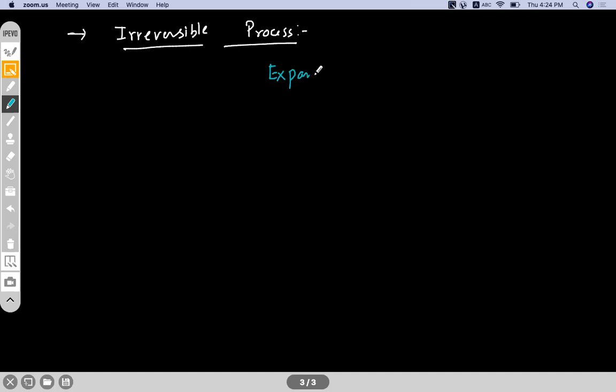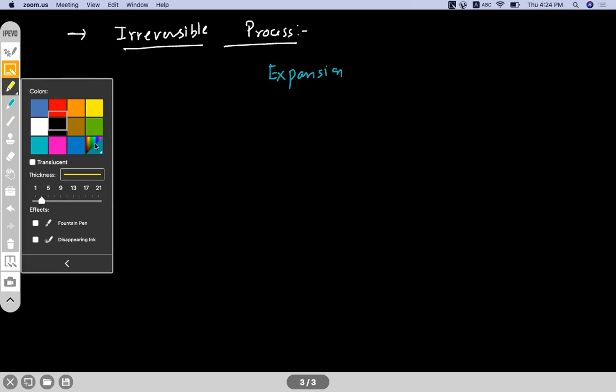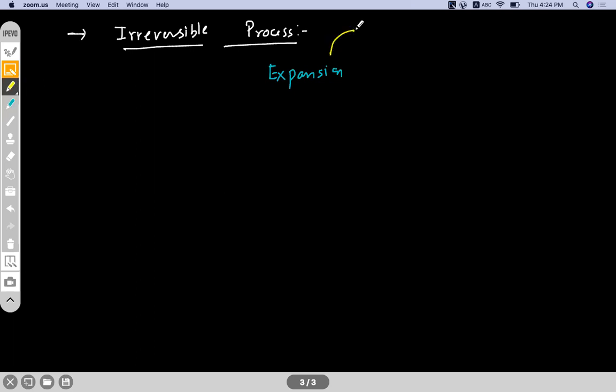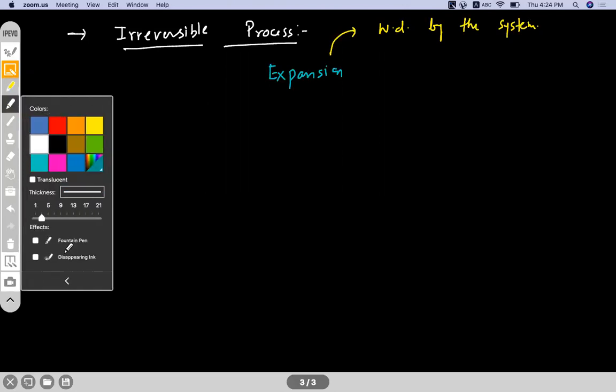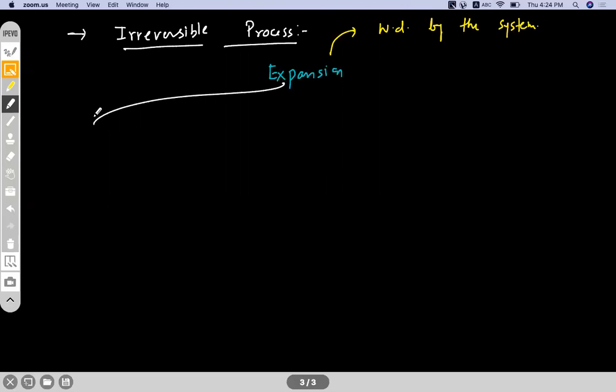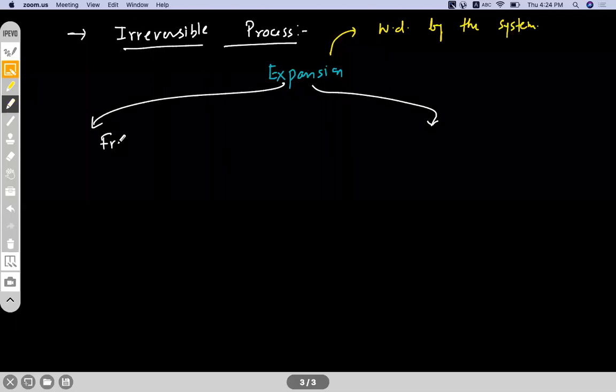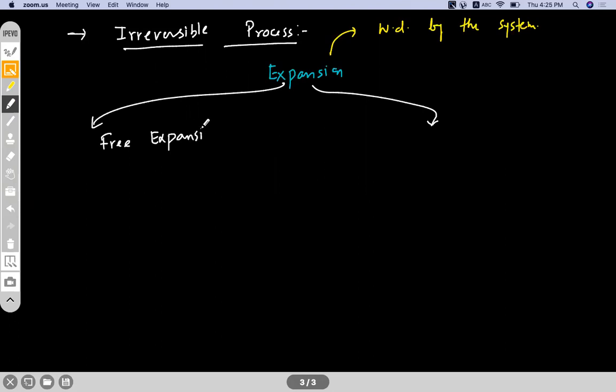We are talking about expansion, and always keep that in mind: whenever you have expansion, it means work done by the system. The case of expansion is work done by the system, correct? Now, expansion also we have of two types. One is free expansion and the other one is intermediate expansion.